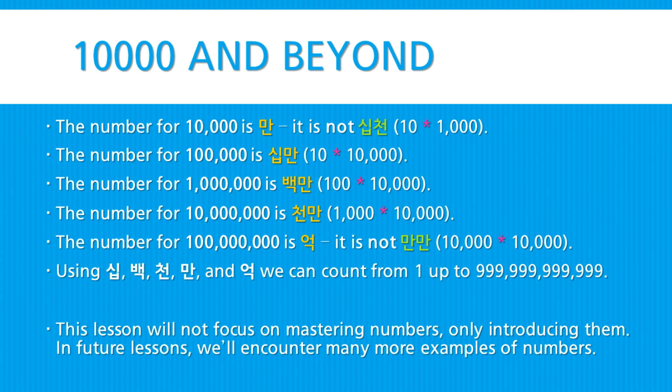So using these numbers, 10, 100, 1000, 만, and 억, we could count all the way up to 999 billion, 999 million, 999,999. Now, we're not going to focus in this lesson about how to master numbers, only introducing them. It will just take a lot of time and practice before you can master them. And in future lessons, we'll encounter many more examples of numbers.